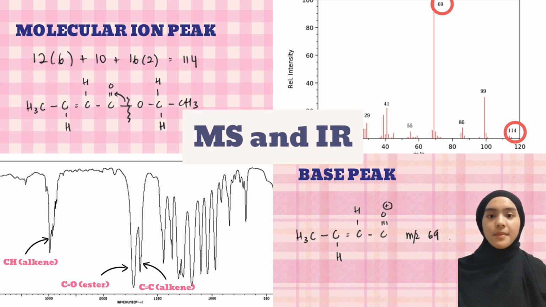Next, based on the IR spectrum, there is also the existence of CH alkene near the wave number of 3500, CO ester near 1735, and lastly C double bond C alkene near 1650.